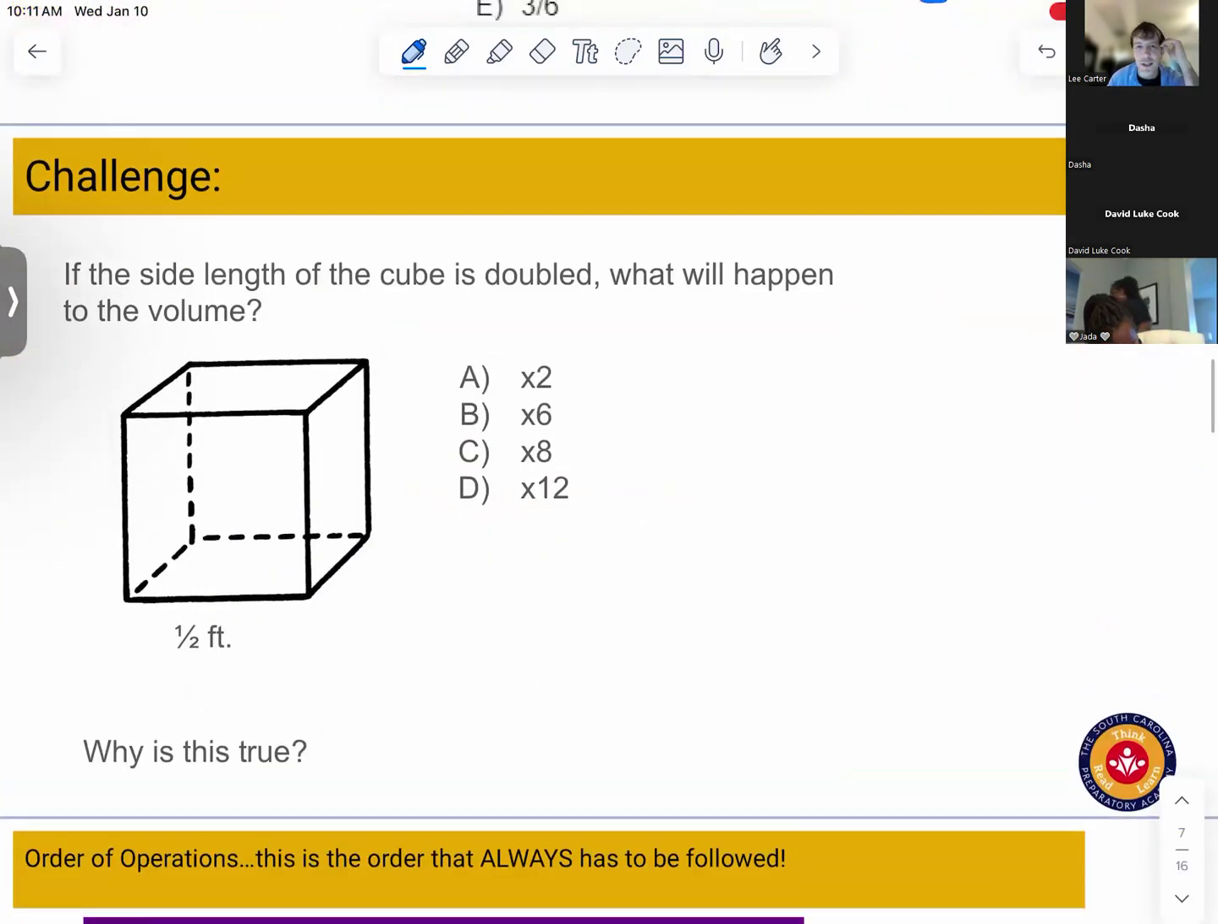Okay, now here's like some of you guys need a bit more of a challenge than I give you sometimes. Okay, so this is like you want to be an excellent math student. I want you to see if you can get this one. If I double the side length of the cube, what will happen to the volume? Okay, A, B, C, or D. I'm going to double the side length of the cube. What's going to happen to the volume?